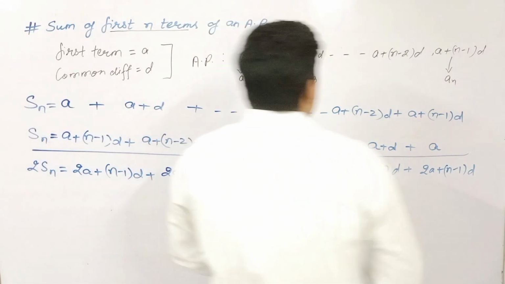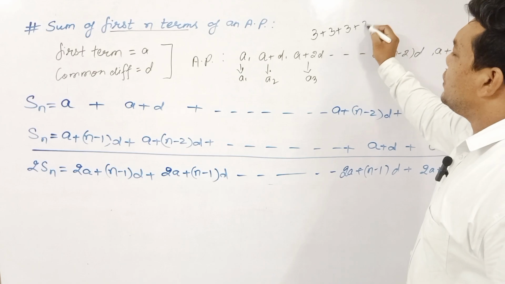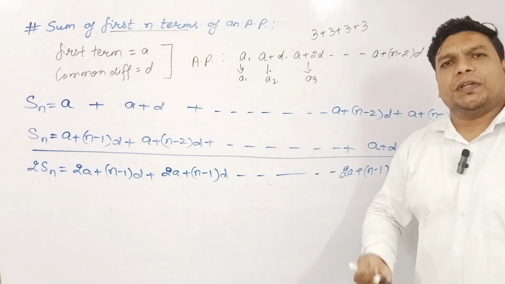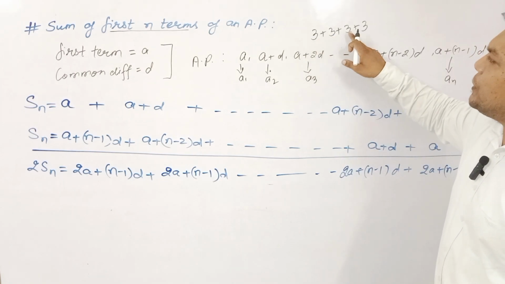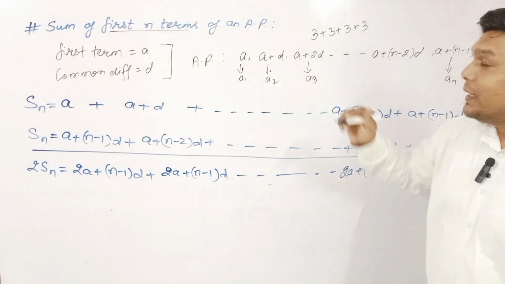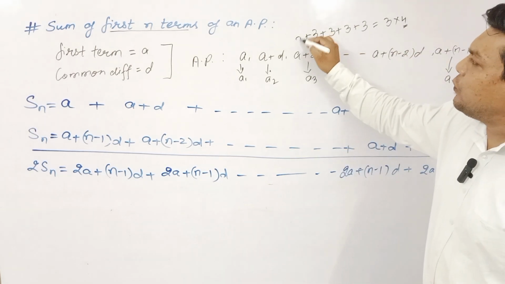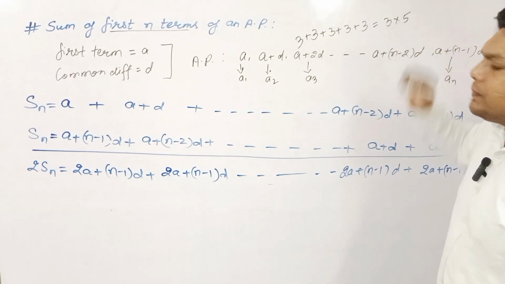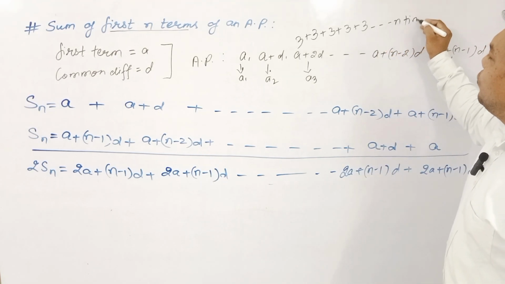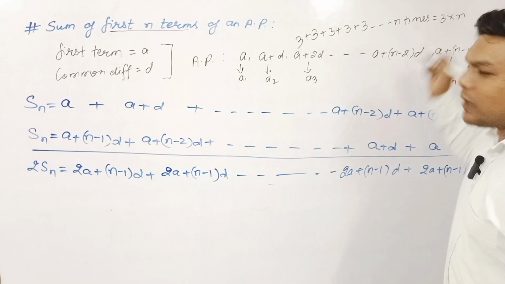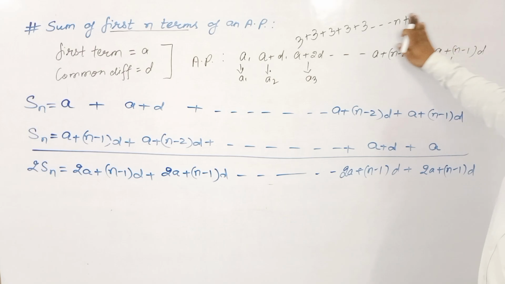Now let's see. If you have 3 plus 3 plus 3 plus 3, what will it be? We all know it will be 12. So we are discussing something different. It is 3 plus 3 plus 3 plus 3, how many times? 4 times. It is equivalent to 3 into 4. Look here. If we add 3 five times, it will be equivalent to 3 into 5. So if we add 3 n times, what will it be? 3 into n. Very good.